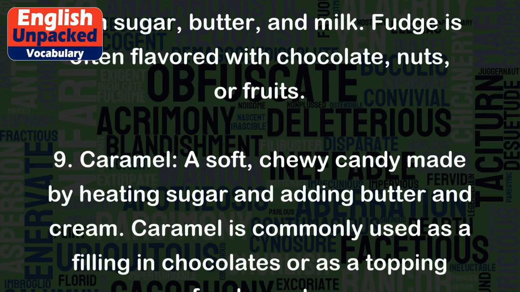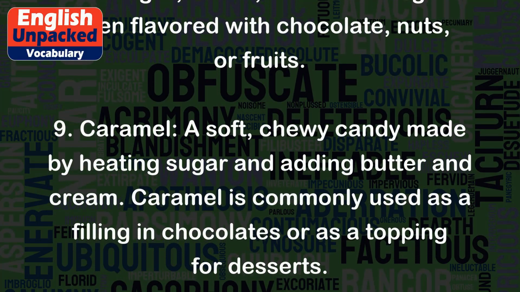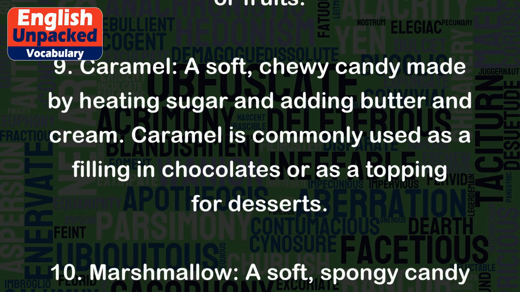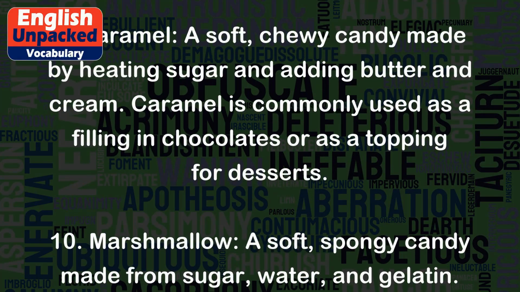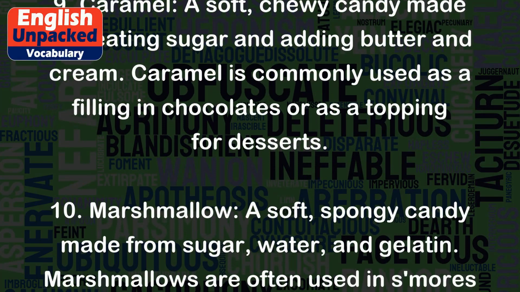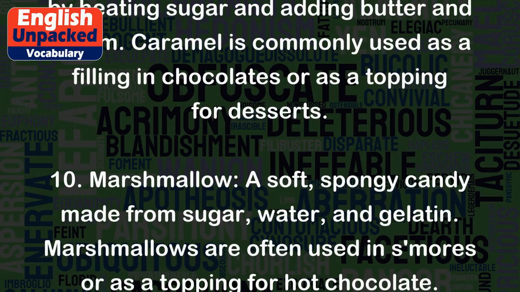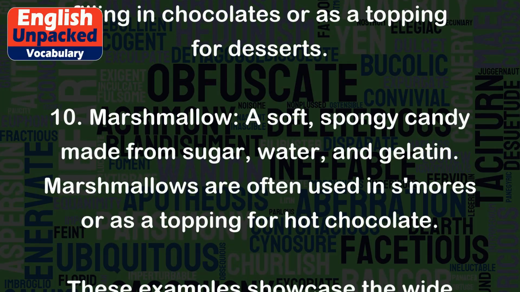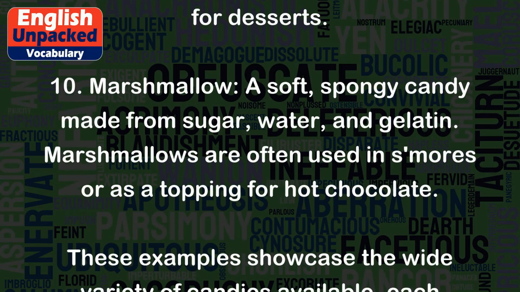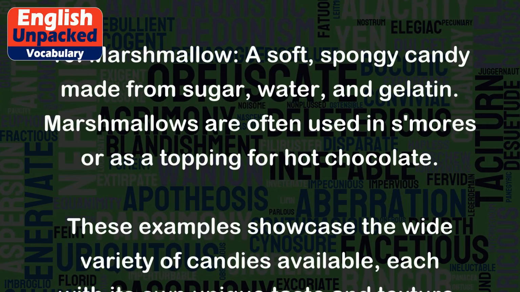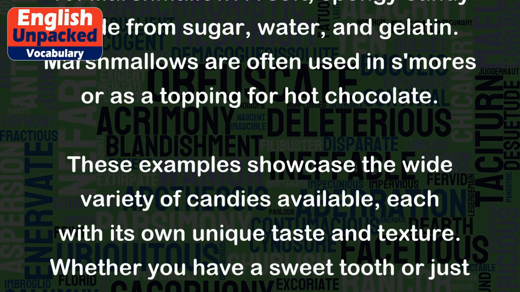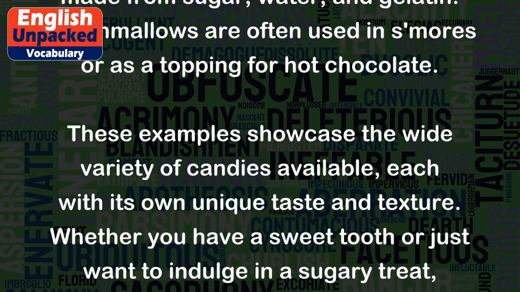9. Caramel. A soft, chewy candy made by heating sugar and adding butter and cream. Caramel is commonly used as a filling in chocolates or as a topping for desserts. 10. Marshmallow. A soft, spongy candy made from sugar, water, and gelatin. Marshmallows are often used in s'mores or as a topping for hot chocolate.